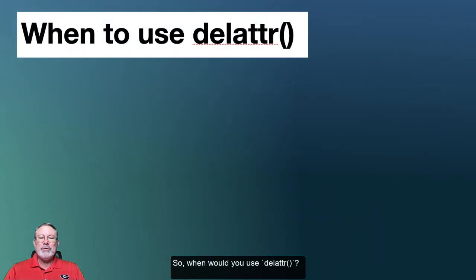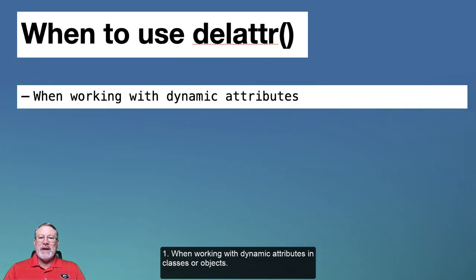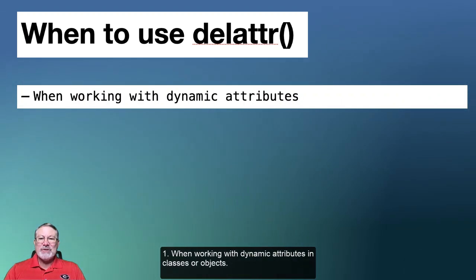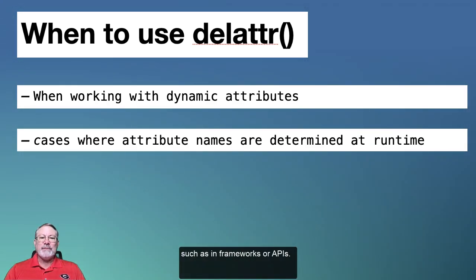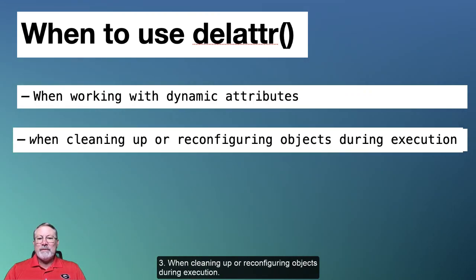So when would you use delattr? When working with dynamic attributes in classes or objects, in cases where attribute names are determined at runtime, such as in frameworks or APIs, and when cleaning up or reconfiguring objects during execution.